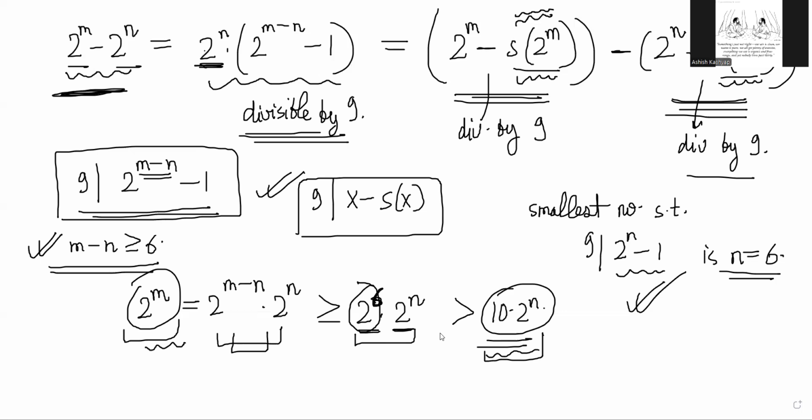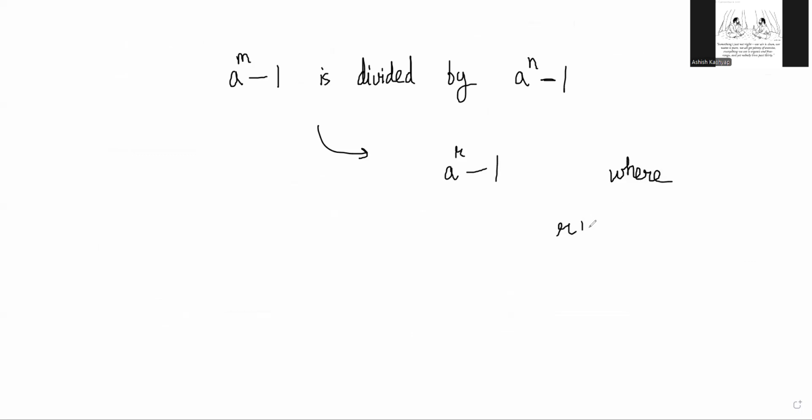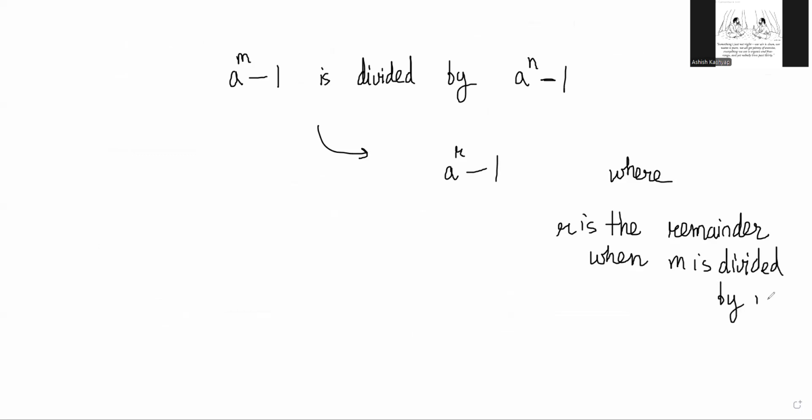So keep in mind what we have done so far. The two things that we proved are super important. One was the remainder when a power m minus 1 is divided by a power n minus 1. The remainder is a power r minus 1, where r is the remainder when m is divided by n. So that result will be very useful in problem solving.